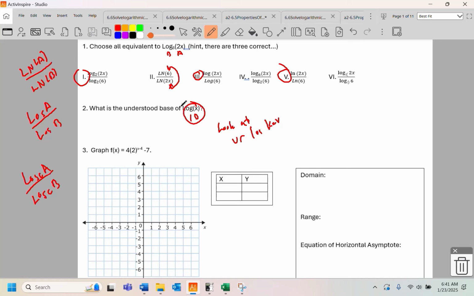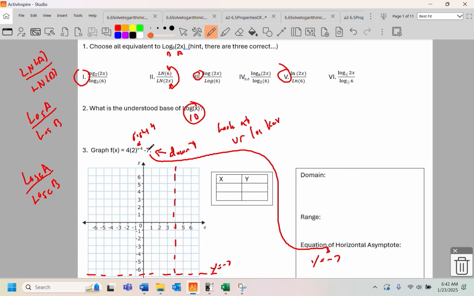It's 10. Now we have a graphing problem. Now, I'm doing this video prior to the test. On your last test, I think this had about a 55, 60% success rate. I'm hoping for mid 70% get it right. We'll see. We have a right 4. We have a down 7. Here's y equals -7. That's the horizontal asymptote. Notice it's going right there, -7.